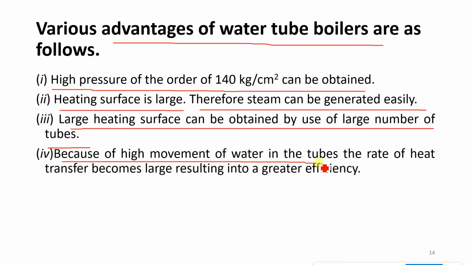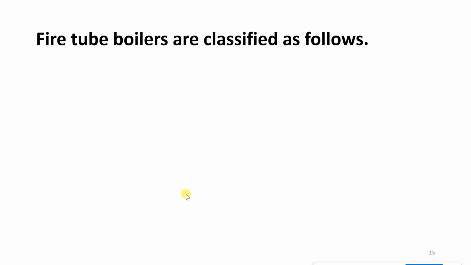Because of the high movement of the water in the tube, the rate of heat transfer becomes large, resulting in greater efficiency. Because of higher movement of water through the tube, water can take a large amount of heat from the furnace, from the flue gases. So efficiency also increases. Yesterday, I explained how efficiency is defined. So, a large amount of heat absorbed equals greater efficiency.